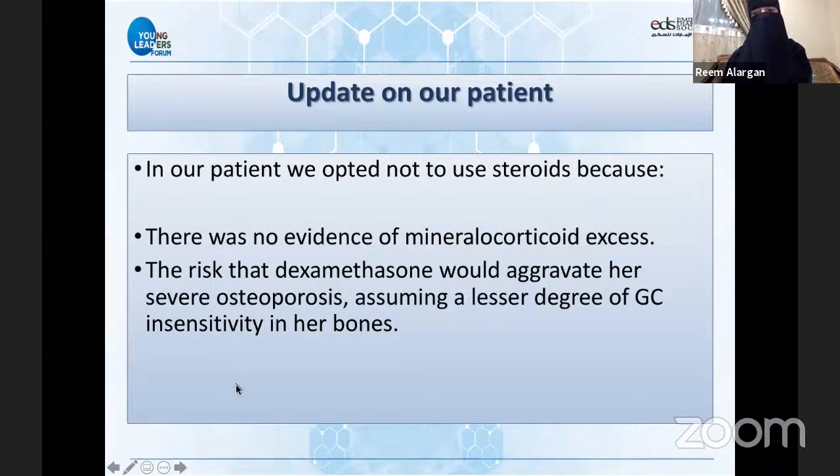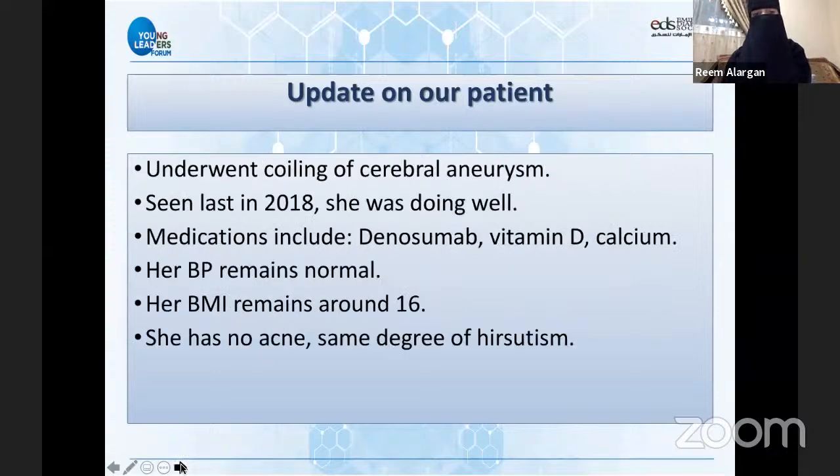So in our patient, we actually opted not to use dexamethasone, because she did not have evidence of mineralocorticoid excess. And we were afraid that the dexamethasone would aggravate her severe osteoporosis, assuming that she had a lesser degree of insensitivity to glucocorticoids on her bone.